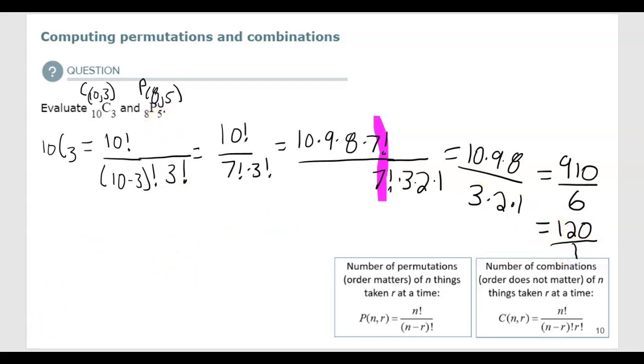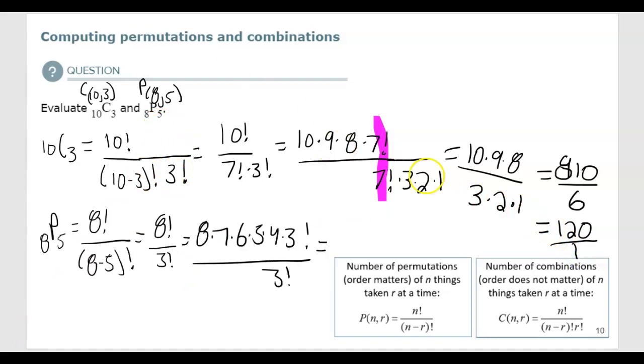Go ahead and try the second one on your own. Okay, first off, this should have been an 8, 10 divided by 6, which is 120. I'm sorry, that's my mistake. Okay, and then these would cancel out, and this simplifies to 6,720. So that's our basics for permutation and combination.